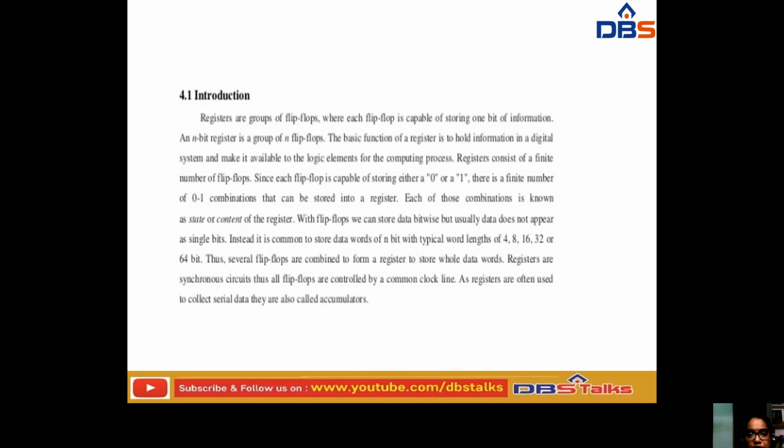Here the registers are synchronous circuits. All the flip-flops that we are using are controlled by a common clock line. And as these registers are often used to collect the serial data, they are also called accumulators.